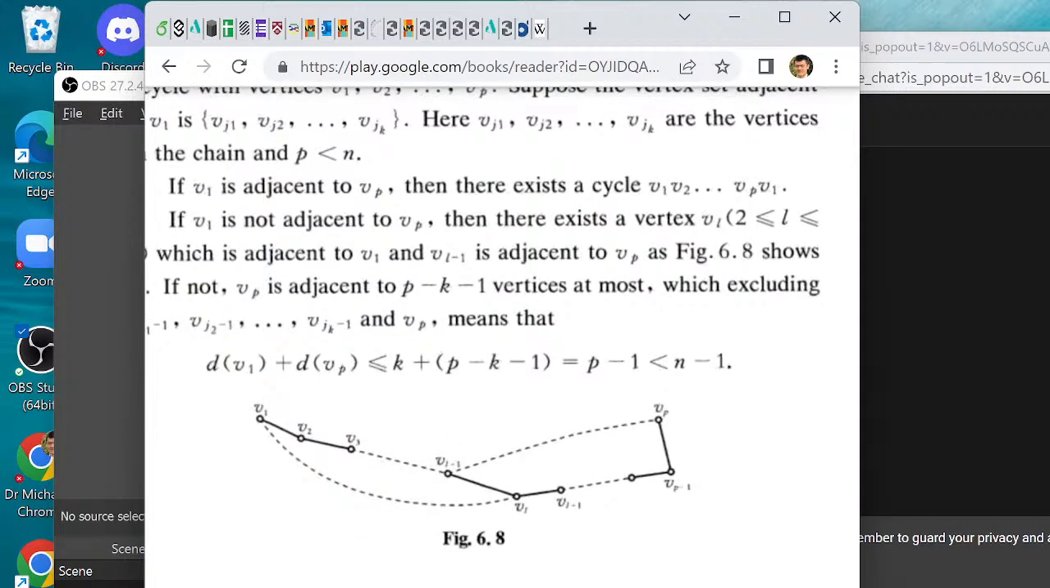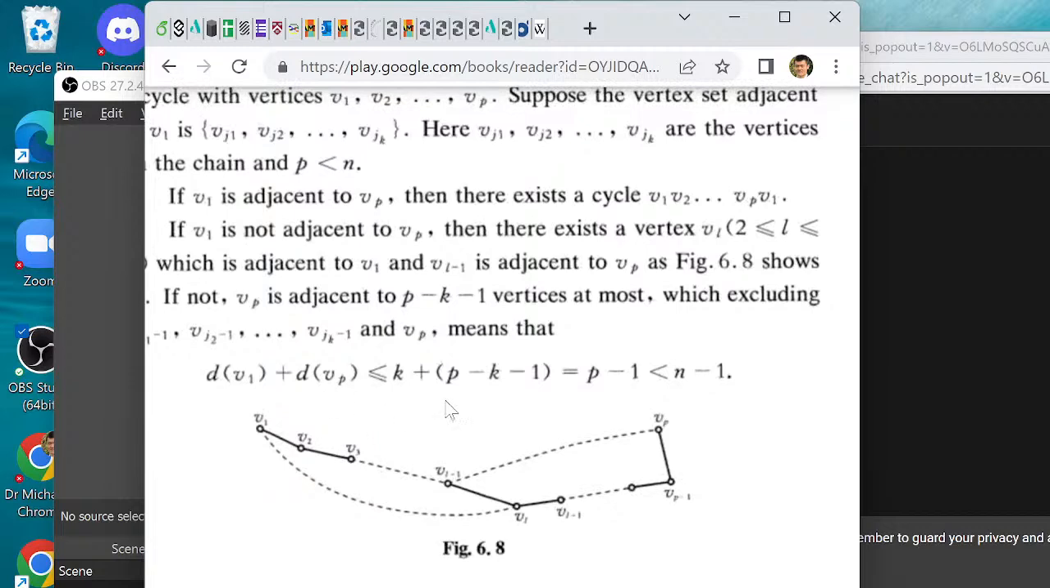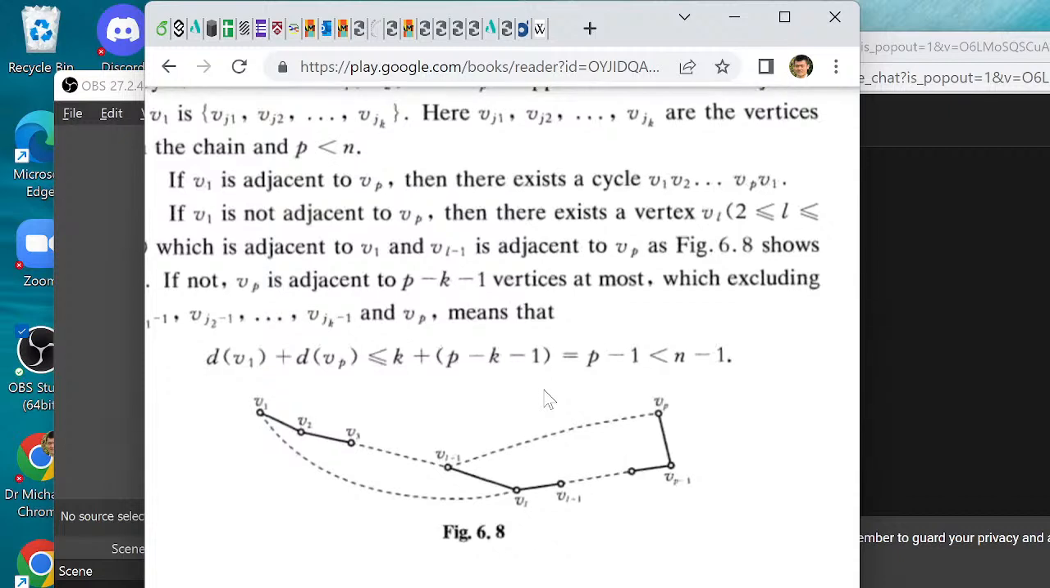So then you do the degree sum. So k plus P minus k minus 1 equals P minus 1. Yeah, actually these chains, see, if each one is already P minus 1, then 2P minus 2 has to be bigger than or equal to N minus 1. So P has to already be bigger than half of N or something. Yeah, that's good.